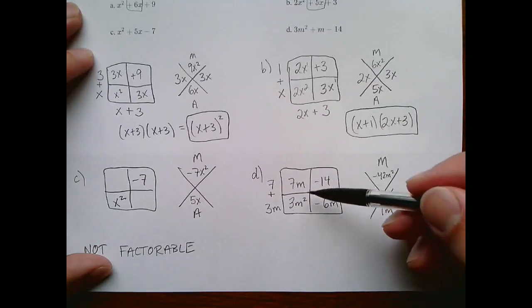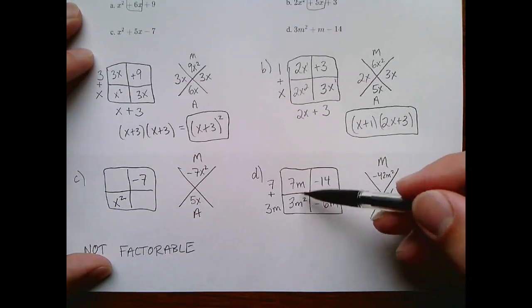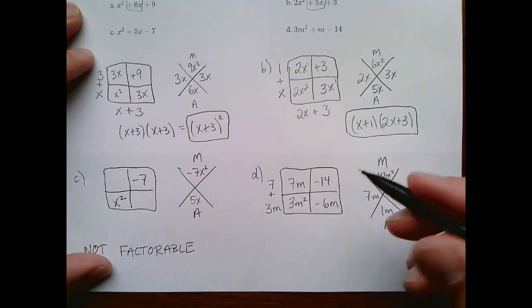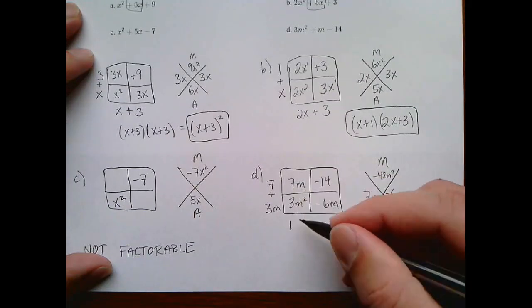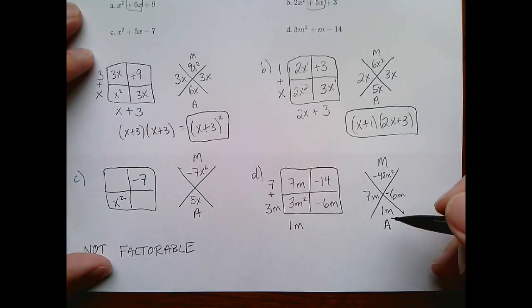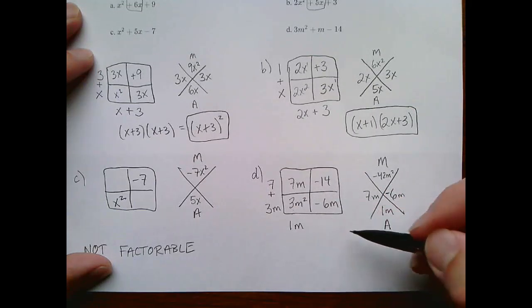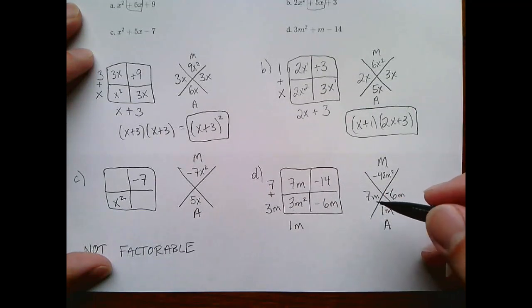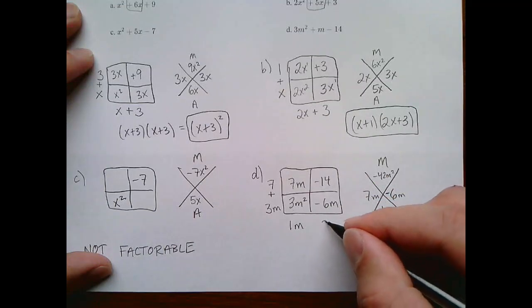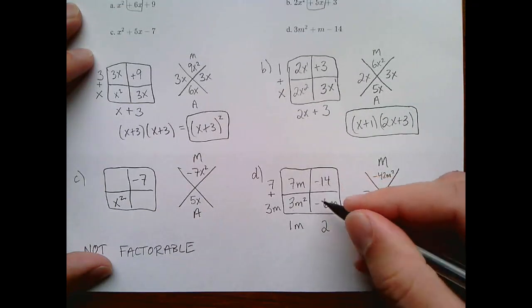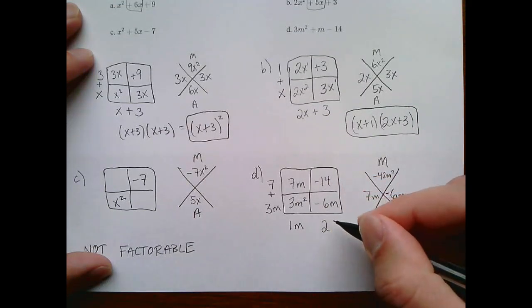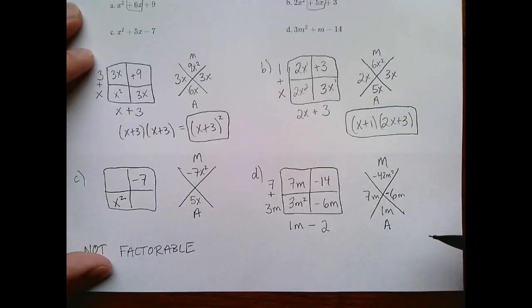How about going down this way? What's the GCF of 7m and 3m squared? Well, the biggest thing that 7 and 3 have in common is just 1. The amount of m's they have in common is just a single m. How about here? A negative 14 and negative 6. The biggest thing that they would have in common is 2. I can't take any m's because negative 14 doesn't have any. And because this negative 6m is negative, then this will have to be negative as well.